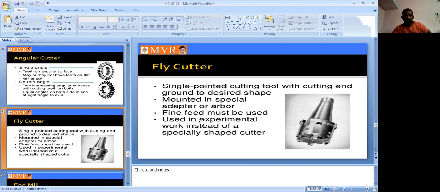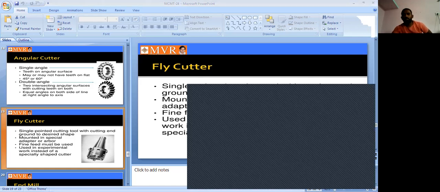Next, it is used in experimental work instead of a specially shaped cutter. So majorly we can use fly cutters for experimental work instead of specially shaped cutters. These are fly cutters.